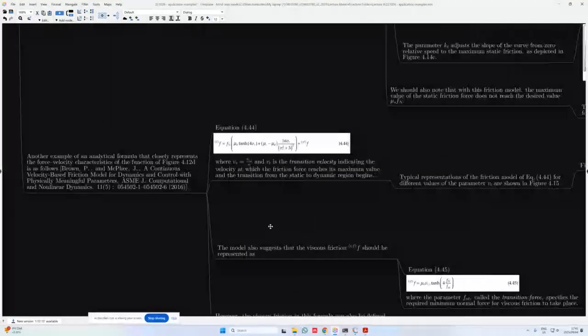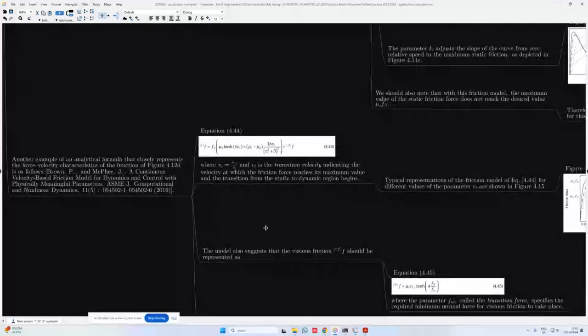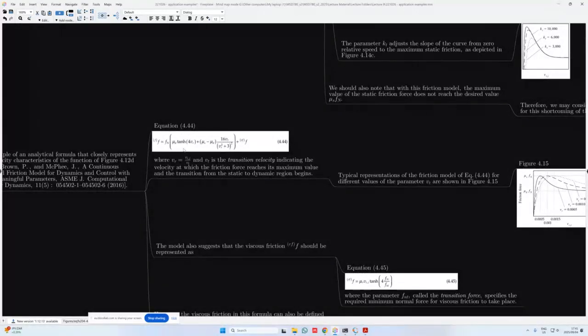Okay, and in this case, we have equation 4.44 that we're working with. So we once again have a Coulomb friction part over here, and then we have the viscous friction over here. And then we also have VR, which is simply a ratio of the relative speed divided by this Vt, which is then known as a transition velocity in the system, indicating the velocity at which the friction force reaches its maximum value and the transition from the static to the dynamic region begins.